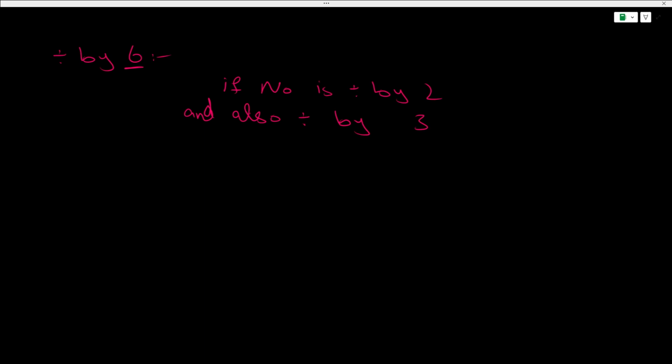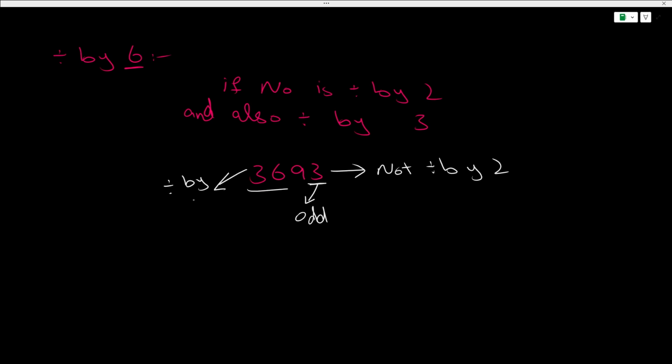Let's check with an example. We have the number 369. Let's check it for 2. First of all, we will look at the last digit. That digit is odd. We say this number is not divisible by 2. So if this number is not divisible by 2, we say this number cannot be divided by 6 as well.